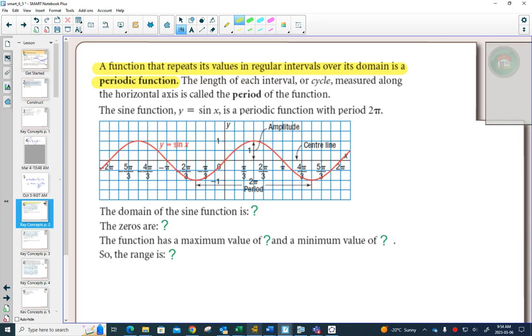We can highlight that a function that repeats itself over regular intervals is called a periodic function. And we call the length of each of these intervals the period. So those are two new definitions, a periodic function and a period. And they have the graph of y equals sine x given to you here.